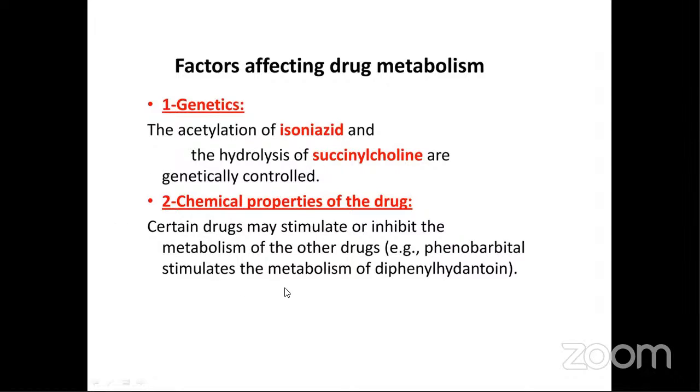Suppose you go for chemical properties of the drugs. Some drugs may stimulate or inhibit the metabolism of other drugs. For example, phenobarbital stimulates the metabolism of diphenylhydantoin. Here this drug is stimulating or inducing the metabolic process of diphenylhydantoin. So this is the chemical property of the drug, how it is affecting the metabolism.